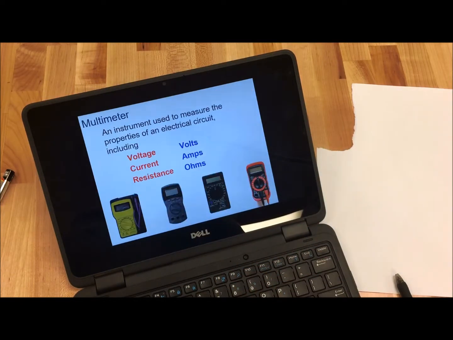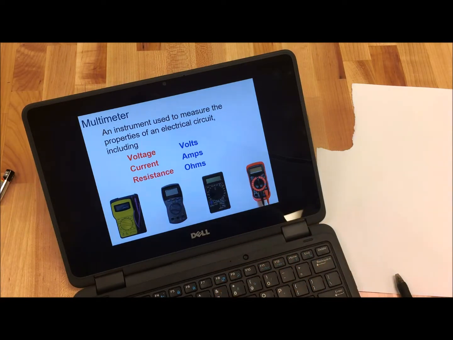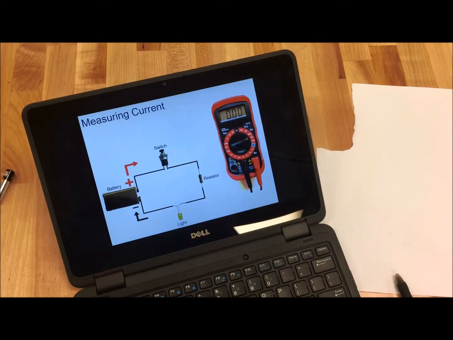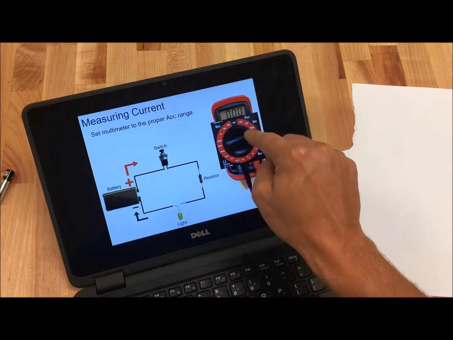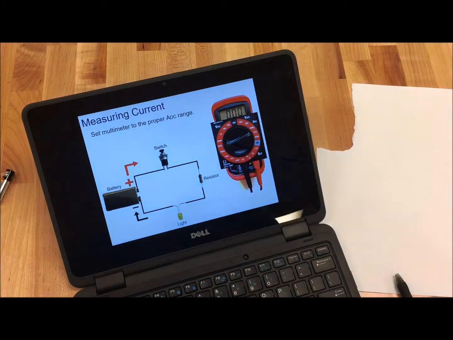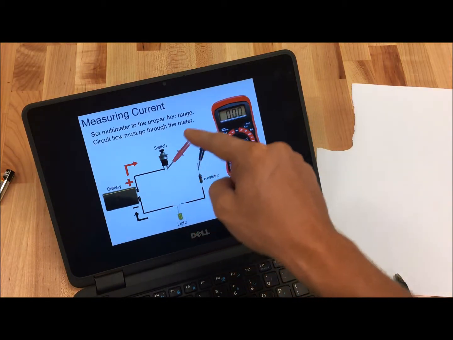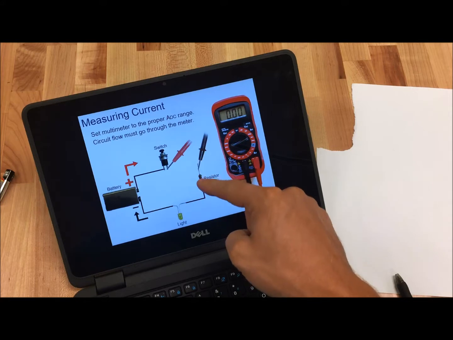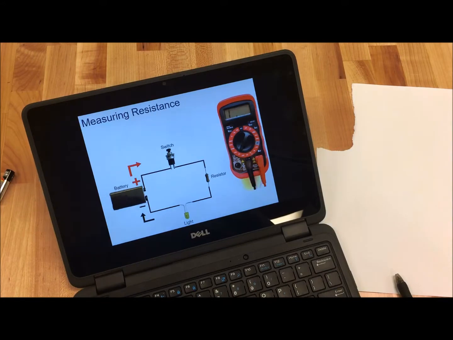An instrument used to measure the properties of an electrical circuit, that's the multimeter. So you can measure voltage, current, and resistance, or volts, amps, and ohms. Measuring current is different than measuring voltage. Once again, we start large on our reading and then go down so we don't blow the fuse. Circuit flow must go through the meter though. So we're going to remove that wire, take it out of the equation, and we would literally have the electricity flow through the switch into the multimeter, out the other lead of the multimeter, and into the resistor. And that allows us to measure the current at each location.